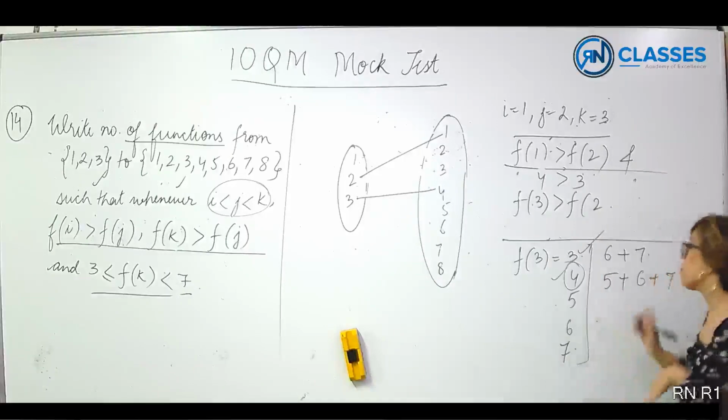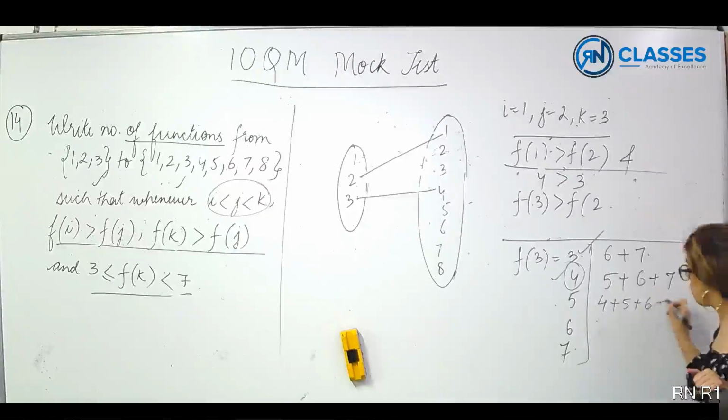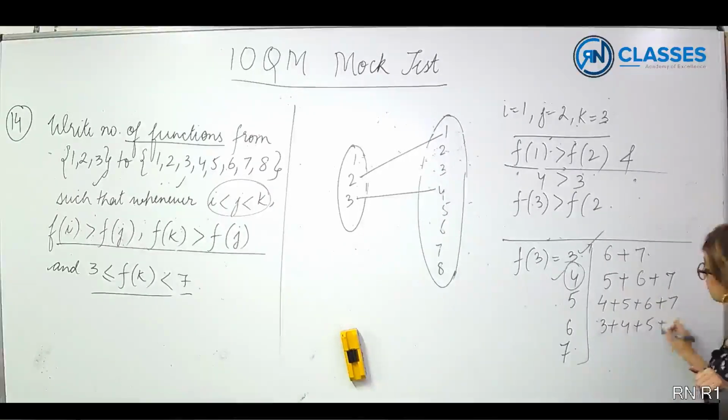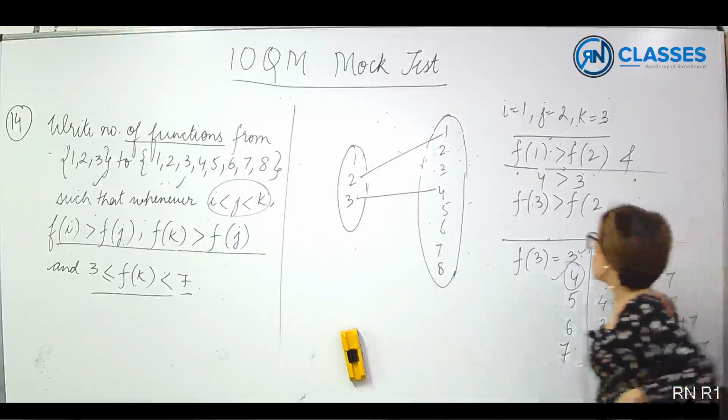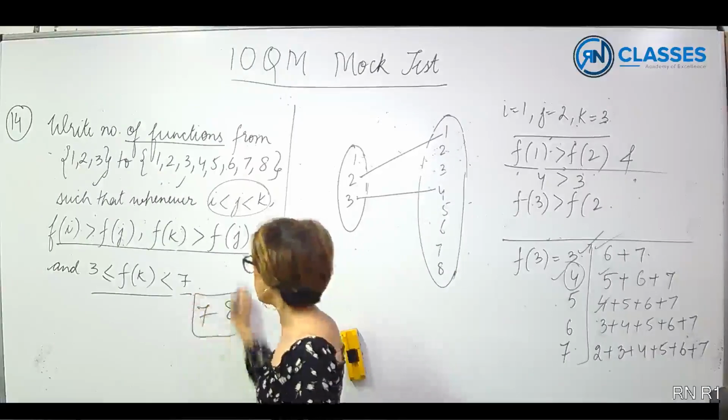I will move on to this. You will realize that there's a pattern here. 4 plus 5 plus 6 plus 7. Next one would be 3 plus 4 plus 5 plus 6 plus 7. Next one would be 2 plus 3 plus 4 plus 5 plus 6 plus 7. Add all of these because we have counted all the functions. The answer will turn out to be 78.